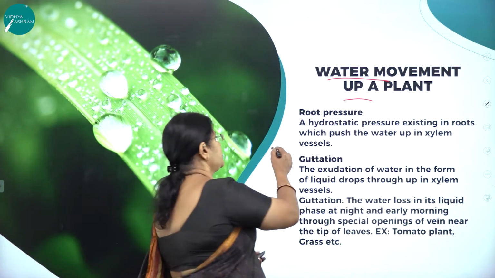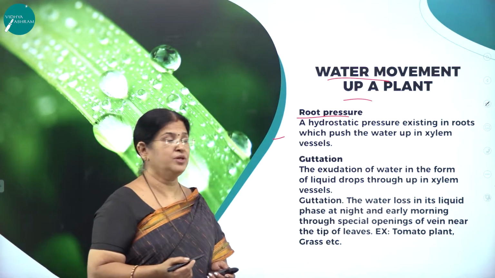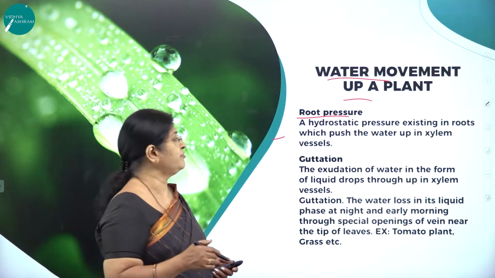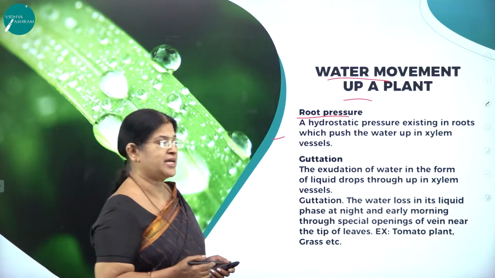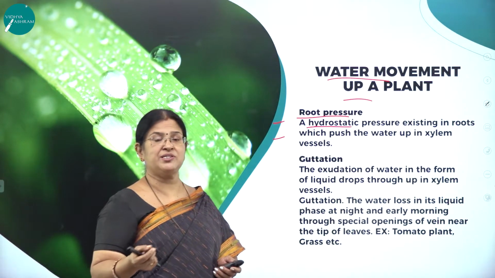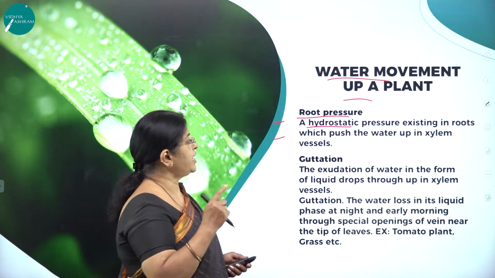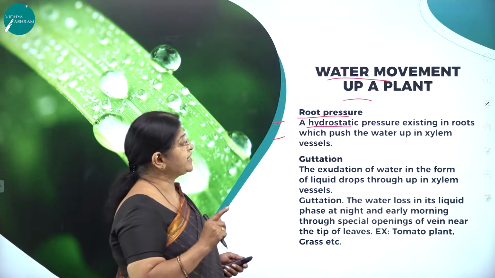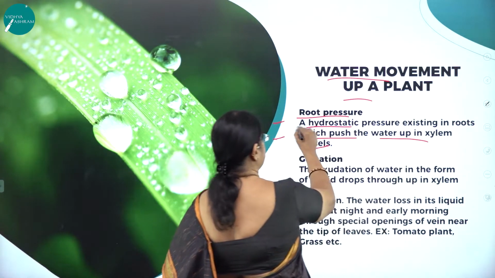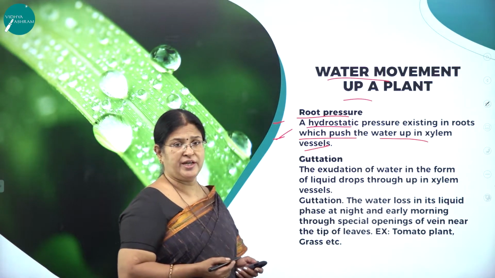Now, first one is called root pressure. What is root pressure? I think all of us know, it is a hydrostatic pressure existing in roots which push the water up in xylem vessels. So what is root pressure? For example, like in herbaceous plants, we come across the uptake of water through root pressure. So a hydrostatic pressure existing in roots which push the water up in the xylem vessels. So that is one mechanism for uptake of water in a plant.